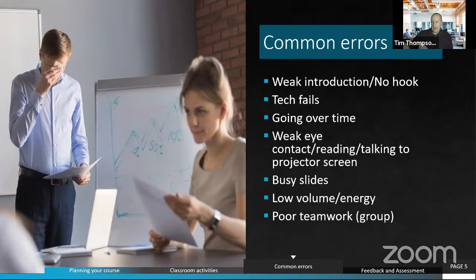Poor transitions or handoffs to the next presenter. All those things can create poor teamwork and make the overall group presentation not so good, right? So you've got to watch out there. And again, you can give a fantastic 3 to 4 minute presentation or a group presentation that's 10 or 12 minutes, and then it comes time to Q&A and everything falls apart, right?